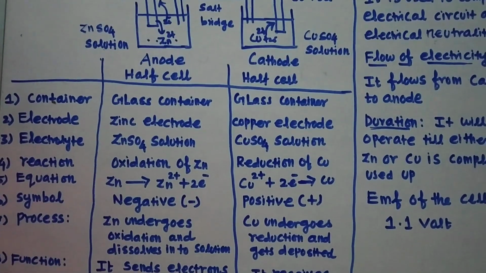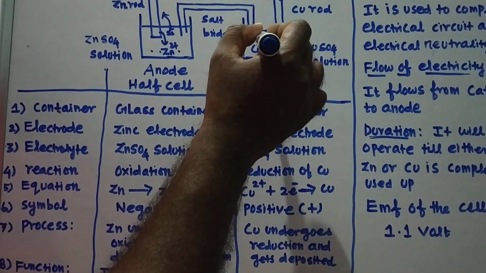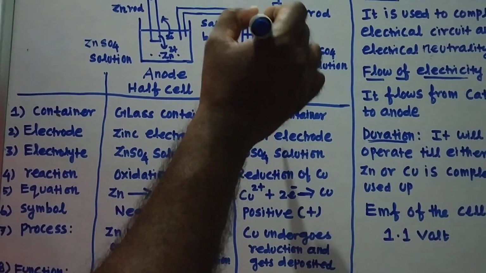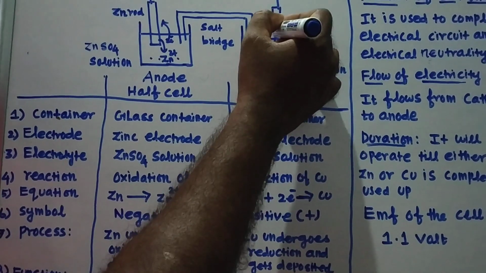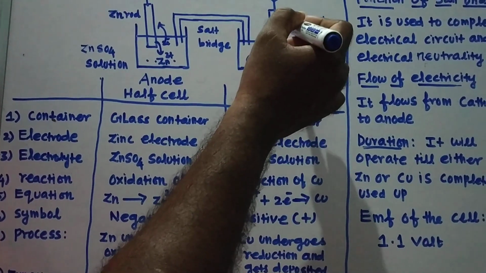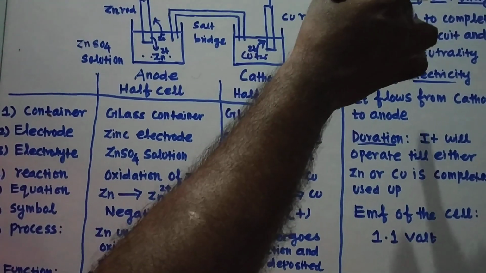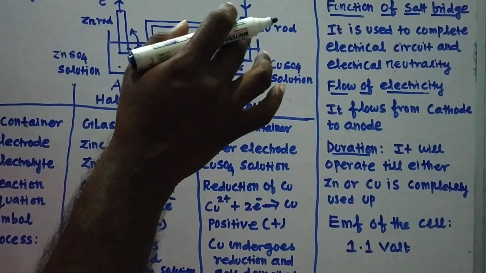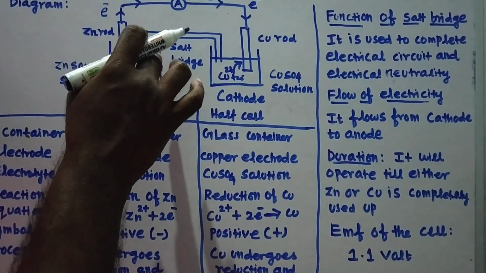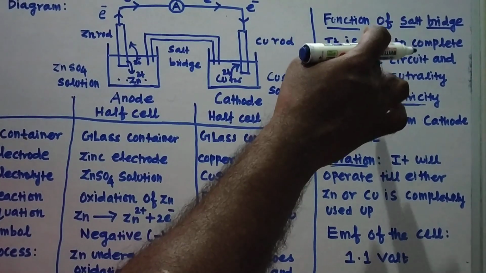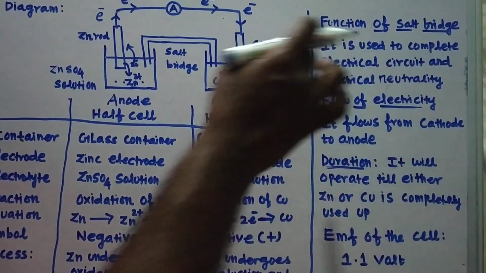Here, it receives electrons, because for the reduction process, electrons are necessary. Therefore, it gains electrons from the circuit and undergoes reduction. Then, function of the salt bridge. Then a question arises: why do we use a salt bridge? Because it is used to complete the electrical circuit.